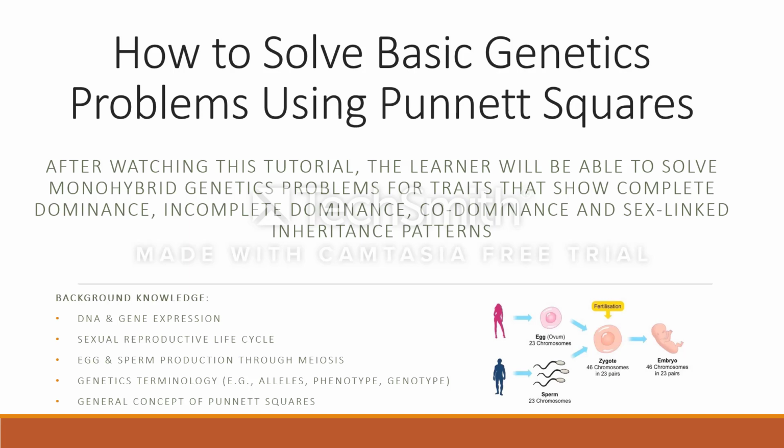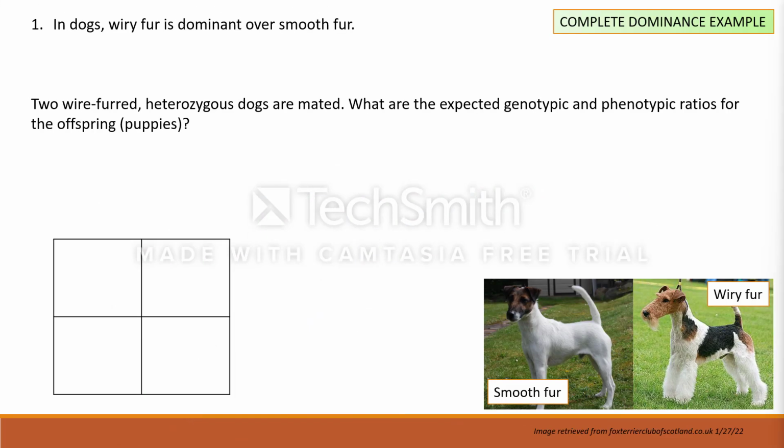All right, let's dig in. Our first example is one of complete dominance. We're going to look at fur texture in dogs. There is either wiry fur or smooth fur, and wiry fur is dominant over smooth fur.